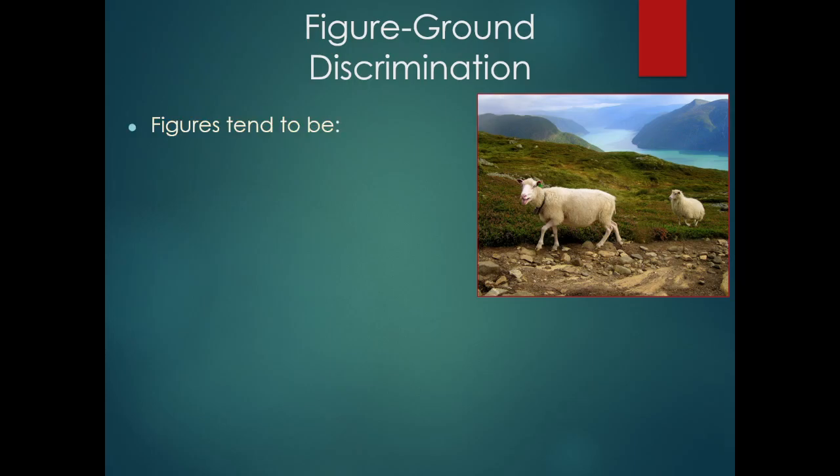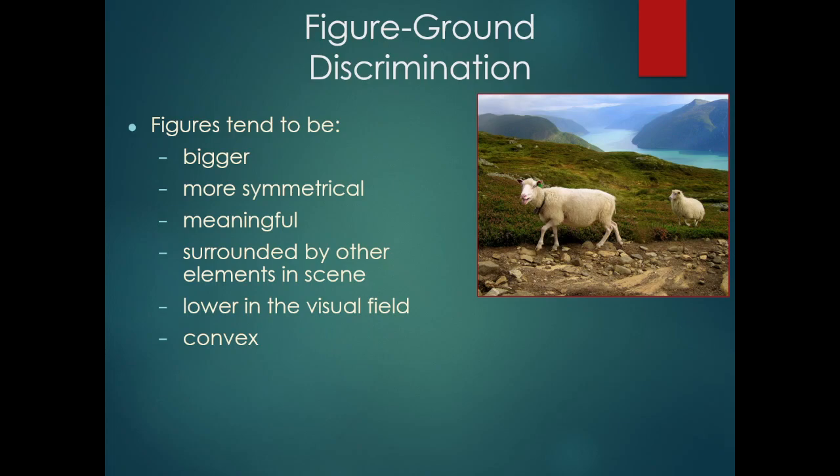When looking at an image like this, or looking out into the world in real life, at a scene, the things that tend to pop out as the figure, the part that you should look at and focus on, tend to be bigger than other objects in the scene. They tend to be more symmetrical than other objects. They tend to be more meaningful, more inherently like you know what it is, easy to label. The figure tends to be surrounded by other things in the scene. It's not usually cut off on the edge.